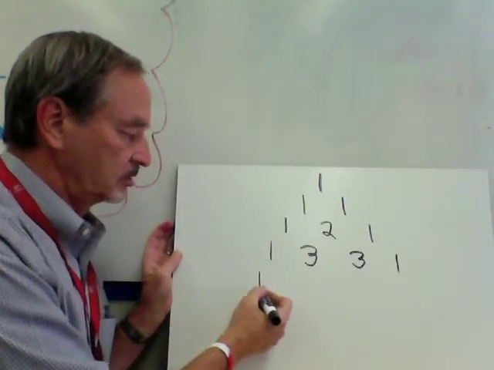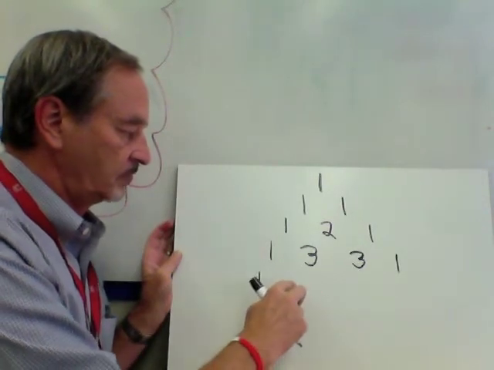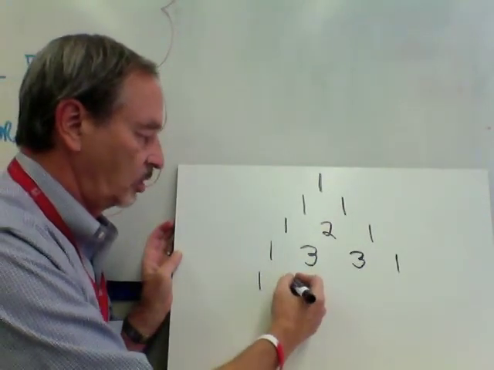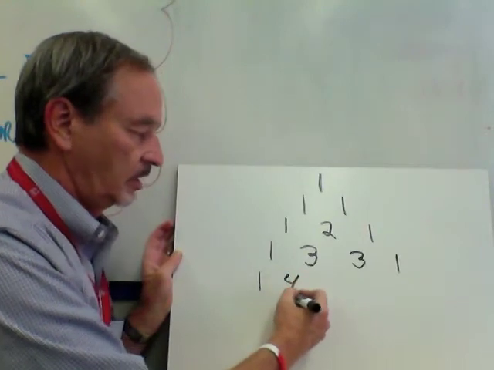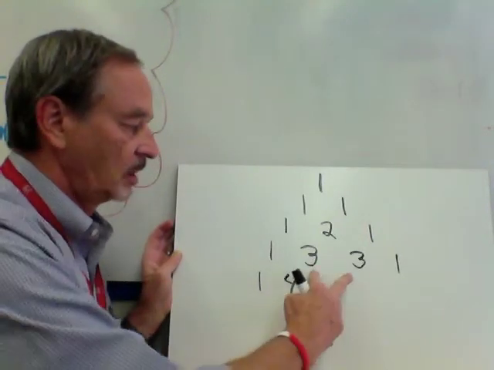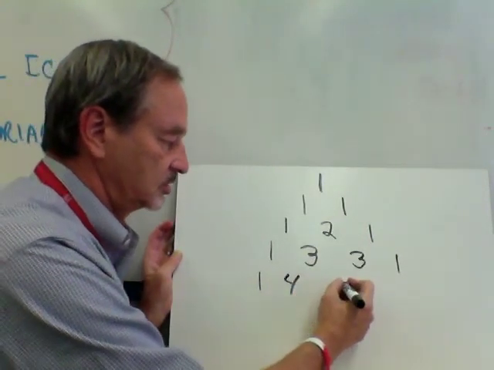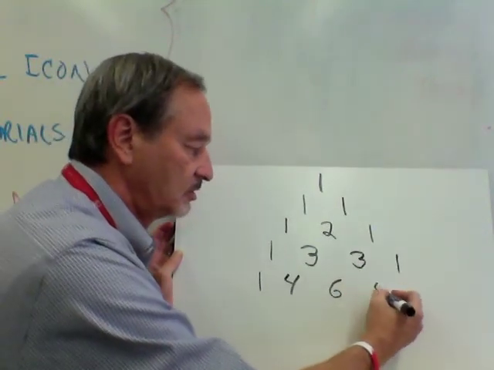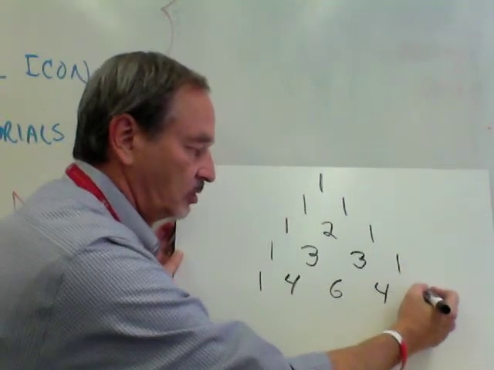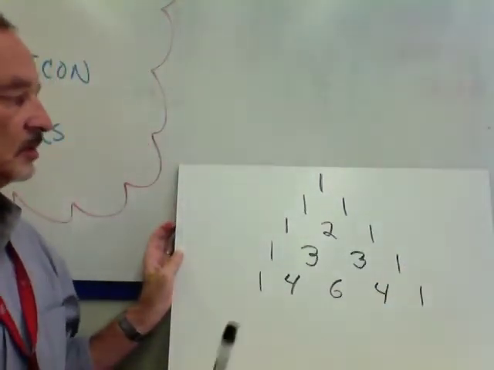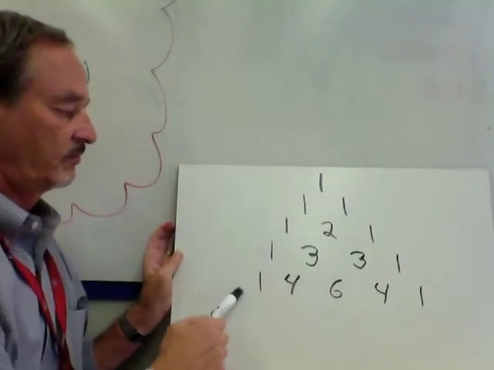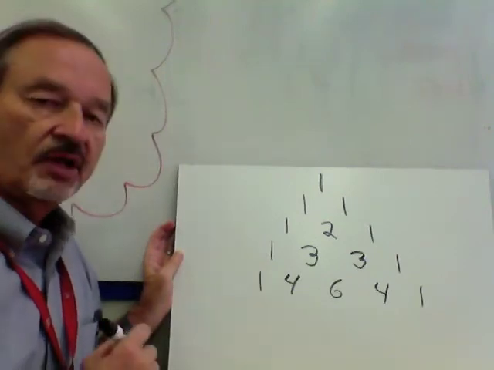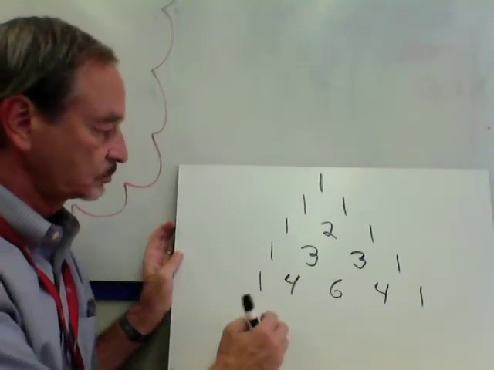Put a 1 out here. Always begin with a 1. To find this next term, we're going to add 1 and 3. And that's the number 4. 3 and 3 is 6. 3 and 1 is 4. And then we're going to close the row with a 1. So far we've got 1, 2, 3, 4, 5 rows. Let's go ahead and add a 6th row.